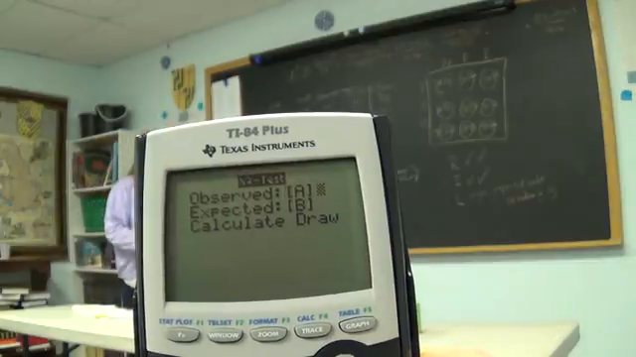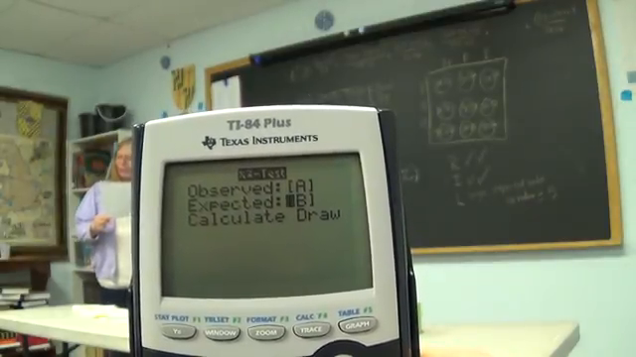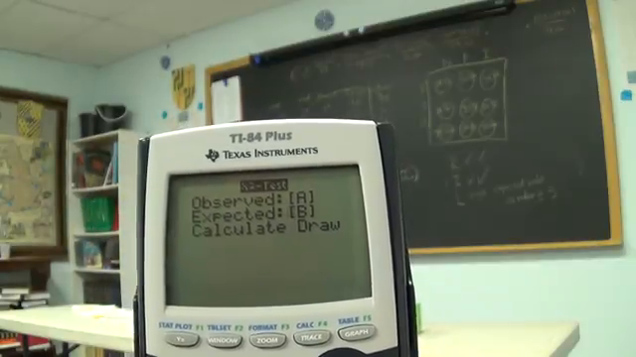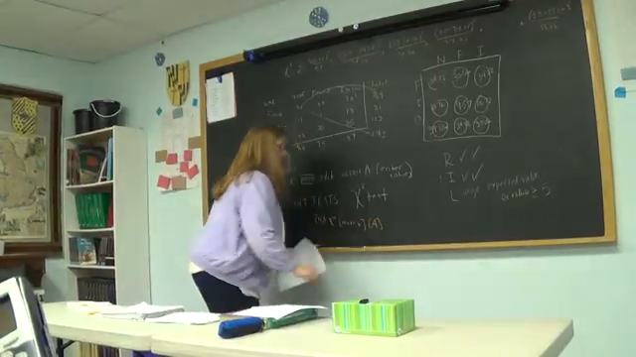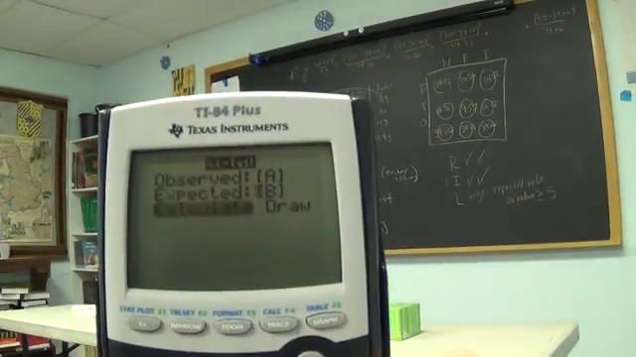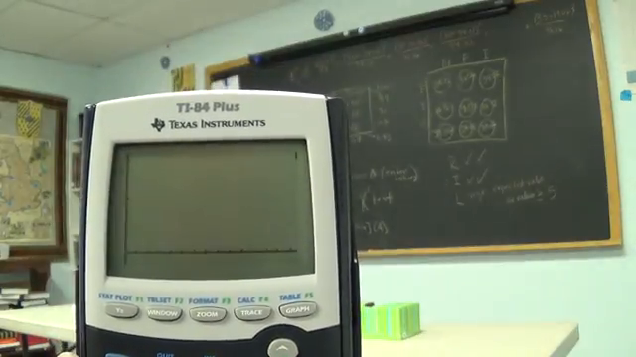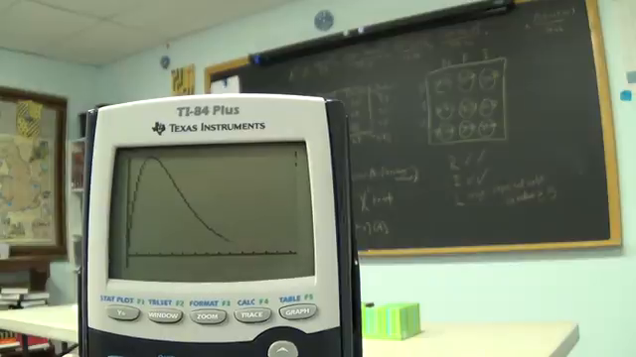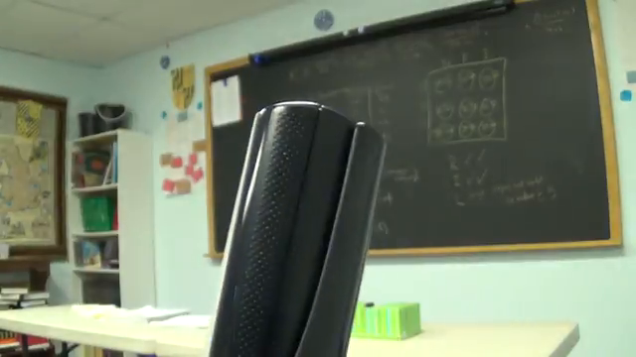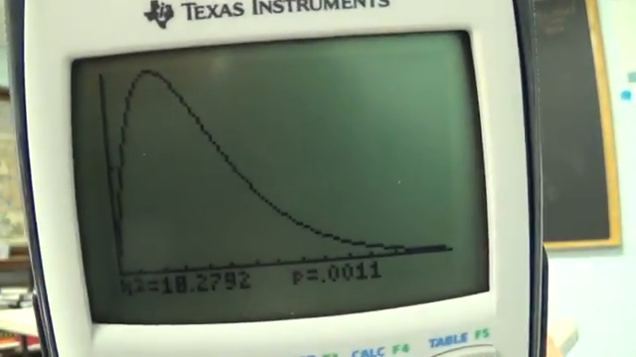So do we just do observed as A? And so we have to tell it what matrix, matrix A. And enter, I think. Do we calculate or draw? I did draw. I think I'll do draw too. Chi-squared test, there it is. It already has A. Expected, it's going to put the values in B. So now you just hit that.